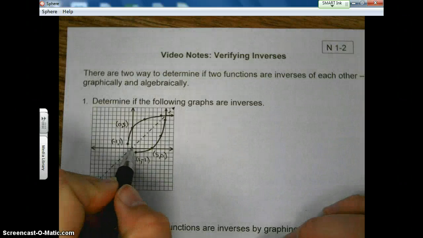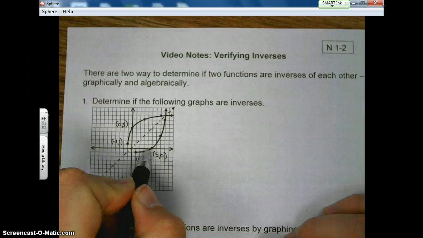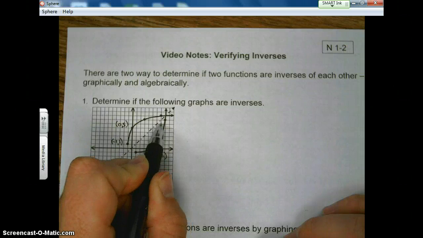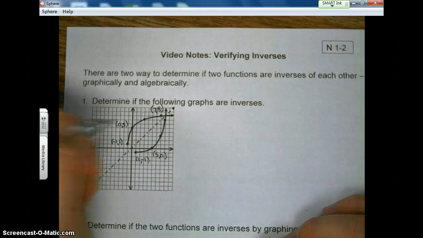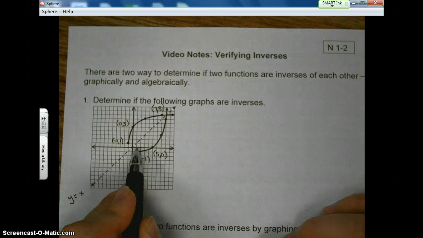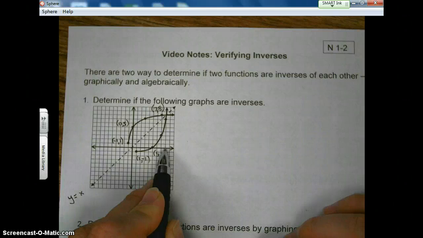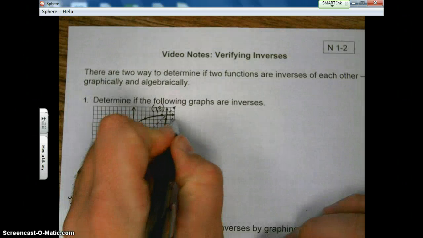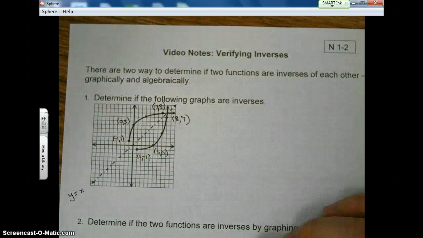But let's just do the one on the end. We get 1, 2, 3, 4, 5, 6, 7. 1, 2, 3, 4, 5, 6, 7, 8. So this one's (7, 8). So the inverse point would be (8, 7). So let's try it. 1, 2, 3, 4, 5, 6, 7, 8. 1, 2, 3, 4, 5, 6, 7. So those are definitely inverses of each other.